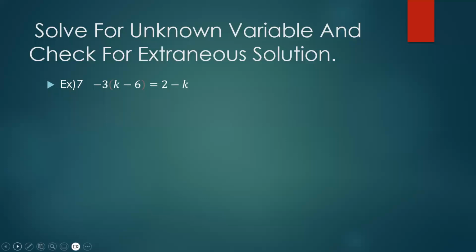Okay, last example. This time we have 0.3x equals 1 minus 0.7x. So let's check if we can collect like terms. This can't, it's just by itself. This can't because this is a constant and this is a letter.